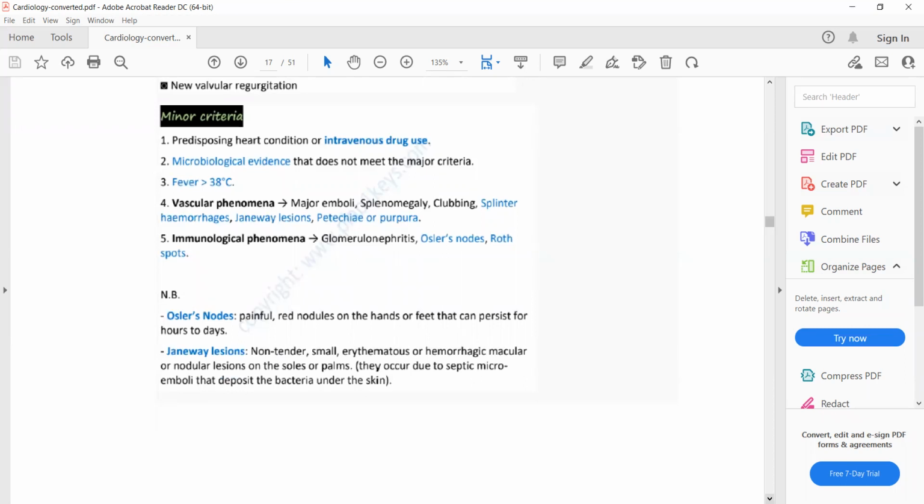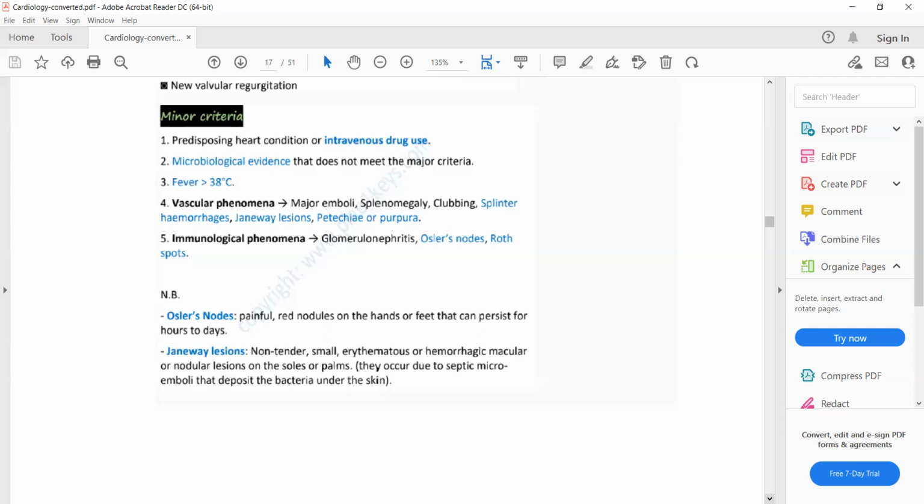The second minor criterion is microbiological evidence that does not meet the major criteria. Then fever more than 38 degrees centigrade, and vascular phenomena and immunological phenomena are present. What are vascular phenomena? Vascular phenomena are thromboembolism and emboli, which can cause splinter hemorrhages, Janeway lesions, petechiae or purpura.